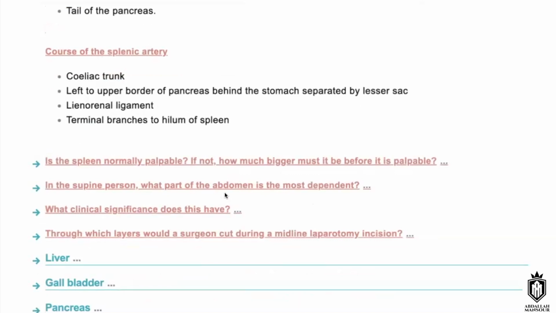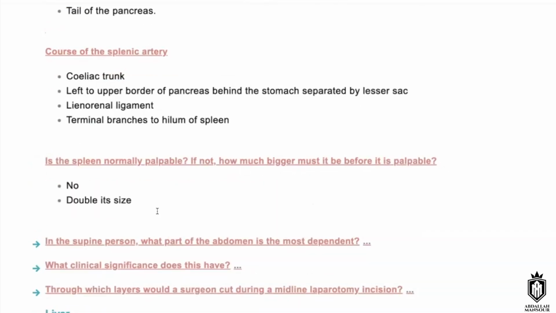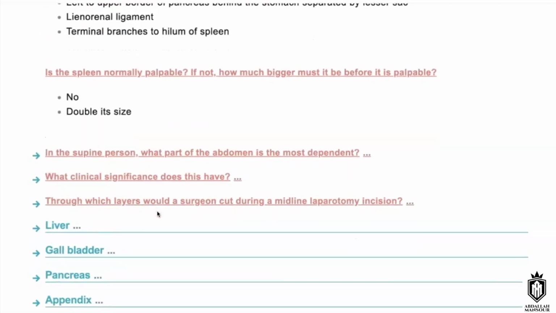Is the spleen normally palpable or not? No, no. If it's enlarged, then only it can be palpable. Yeah, double its size. Okay, fine. What clinical significance does this have? Knowing that it's double its size. No, sorry. What's the most dependent part of the abdomen?